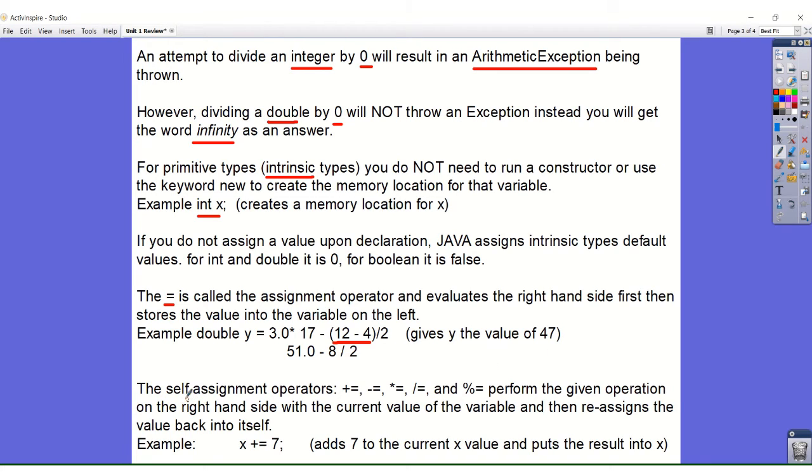We also learned that there are these things called self-assignment operators. That's when you see either the plus, the minus, multiplication, division, or even modulus division in front of an equal sign. What's happening there is it's performing the given operation on the right-hand side with the current value of the variable and then reassigns that value back into itself. So for example, if you saw x plus equals 7, that means add 7 to the current value of x and then store it back into x. So if x was 5, you would take 5 and add 7, which is 12, and then put the 12 back into x.